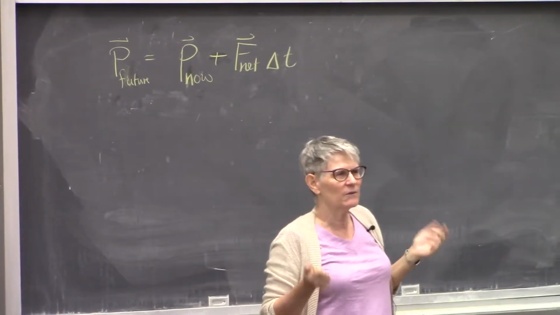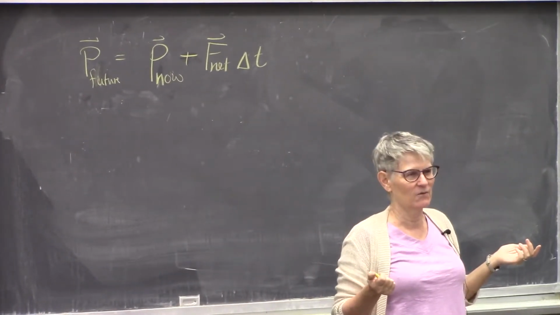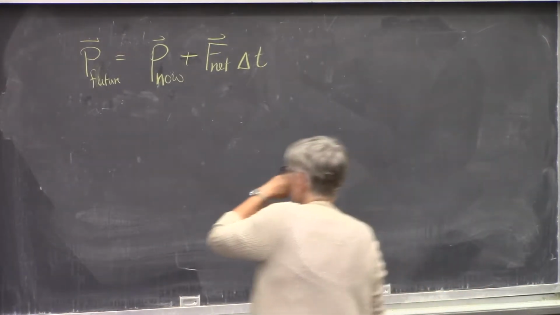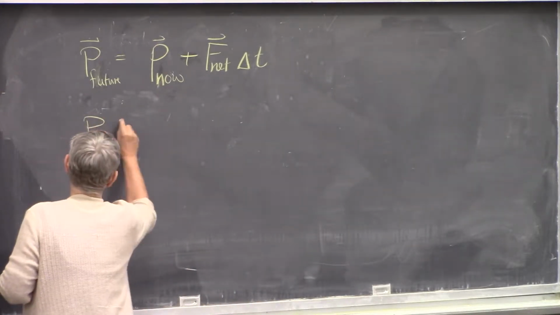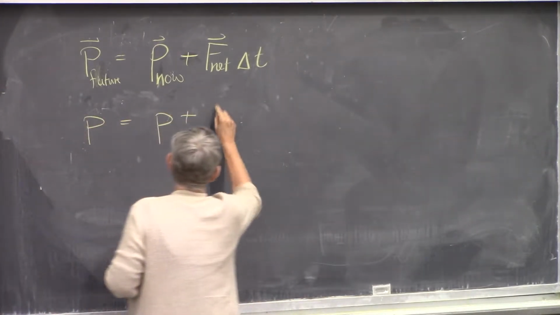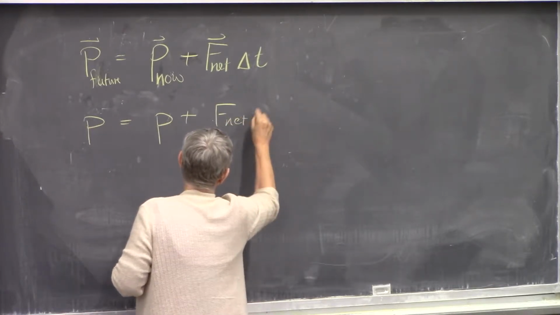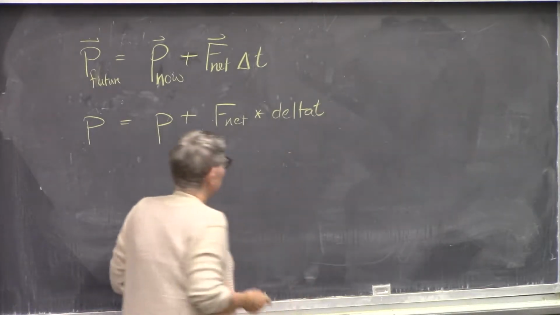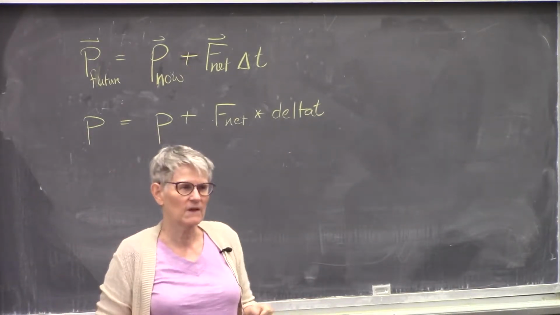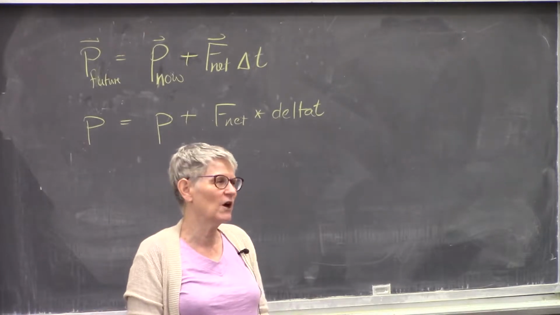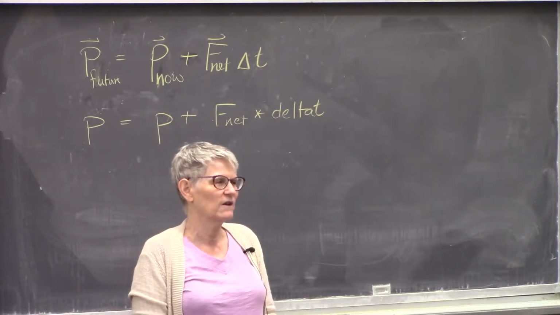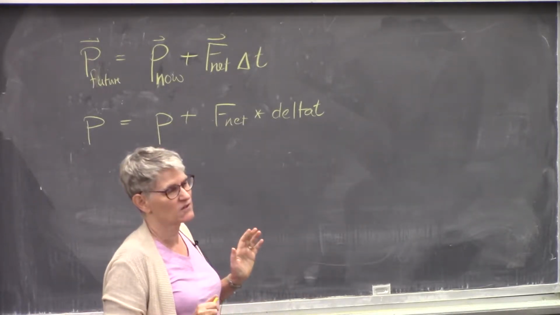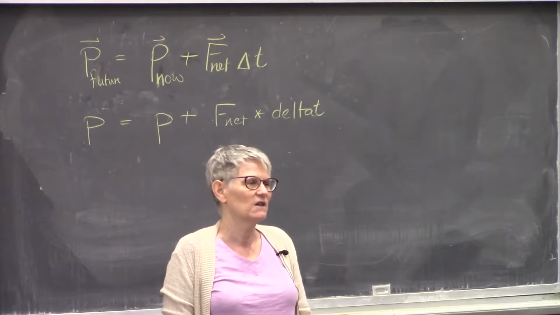But when you write a program, you don't write it that way, right? You don't have this initial and final thing. What you end up writing looks like this: P equals P plus F net delta t. I've seen some of you be a little puzzled and want to keep using initial and final subscripts. So let's review how this works in a computer.